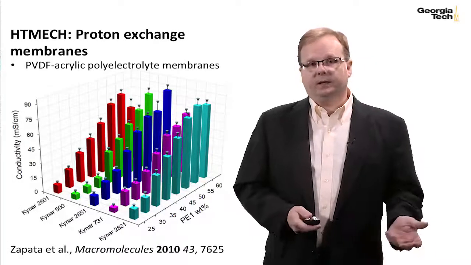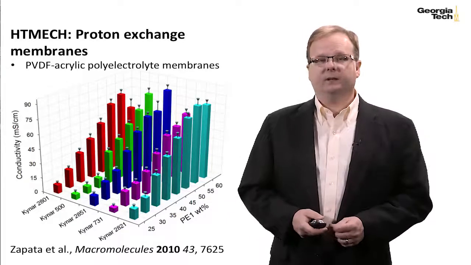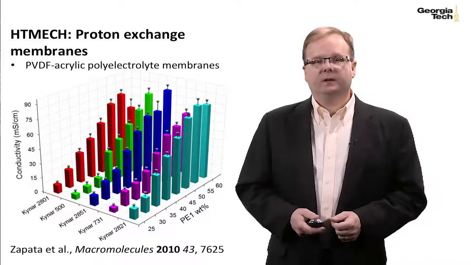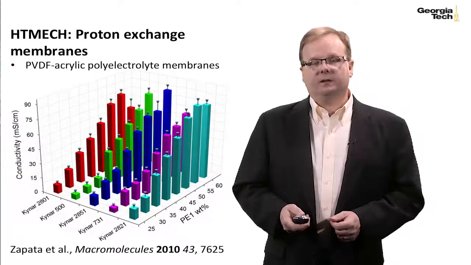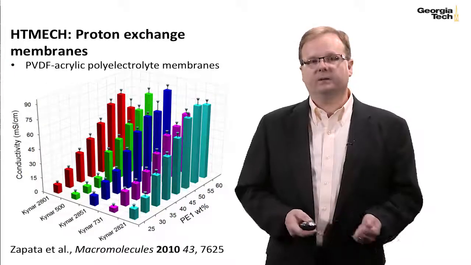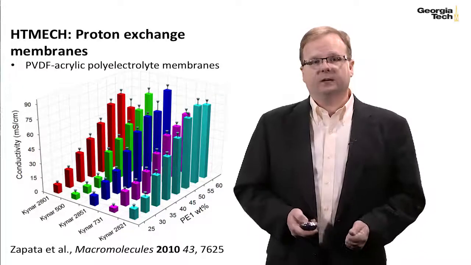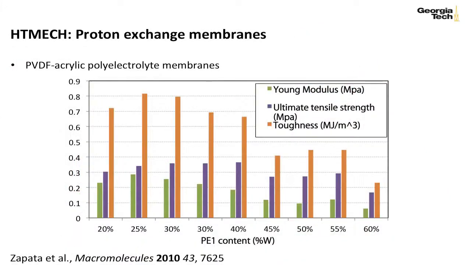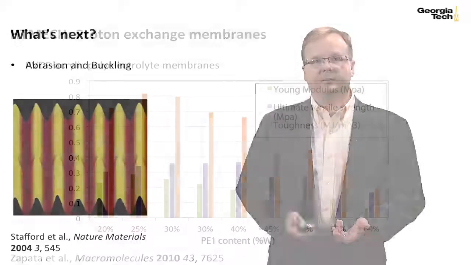Here's another example. I talked earlier in the lesson on electronic properties about these proton exchange membranes. These were the conductivities we measured. But if we can take this library after we measure conductivity, and we can then measure the mechanical properties at the same positions. And so for the Kynar 500 row, for example, these are the mechanical properties we measured as a function of polyelectrolyte content. So now we have a map of both the conductivity as well as the mechanical properties on this one sample.